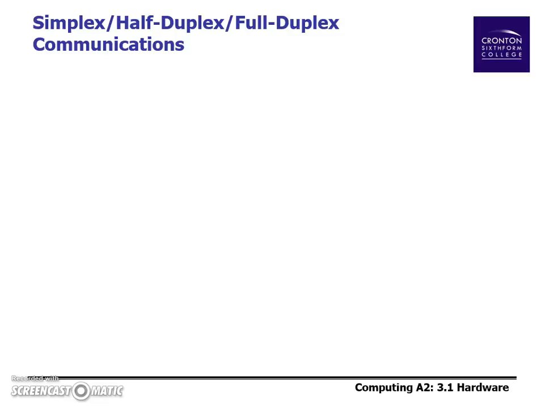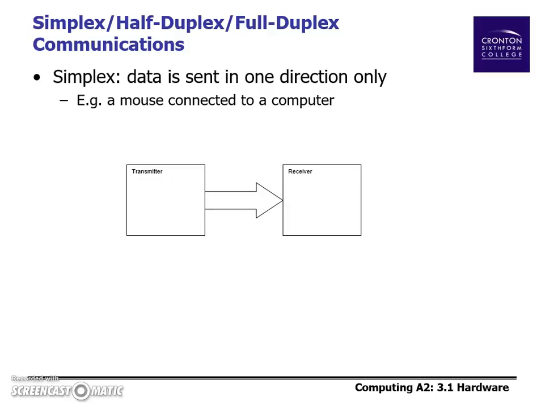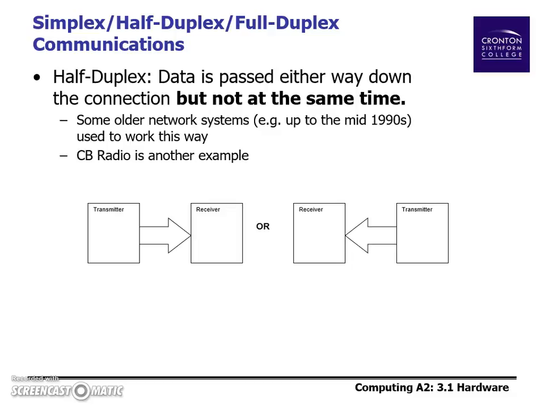Okay, so we've got simplex, half duplex, and full duplex communications. In simplex communication, data is sent in one direction only. For example, a mouse connected to a computer.